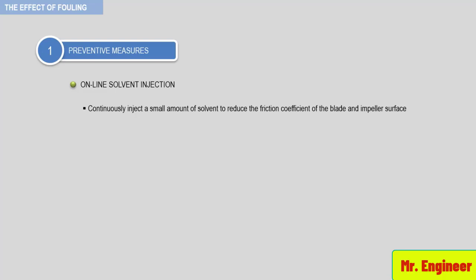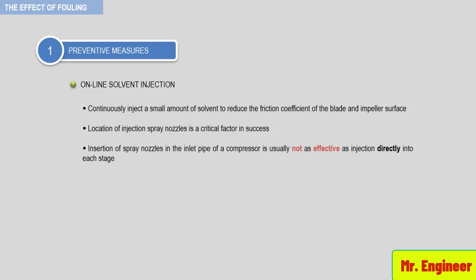Even if a unit injection is continuous, selection and location of injection spray nozzles is a critical factor in success. Insertion of spray nozzles in the inlet pipe of the compressor section is usually not as effective as injection directly into each stage of the compressor. Knowledge of solvent vapor pressure and internal compressor temperatures is necessary to determine if section or stage solvent injection is required.